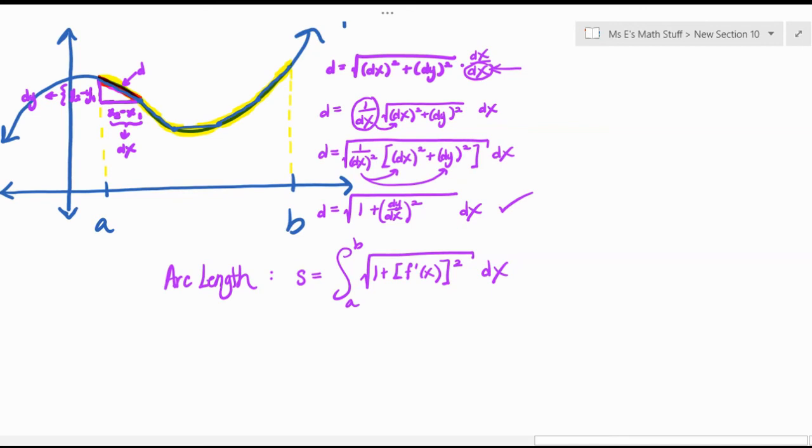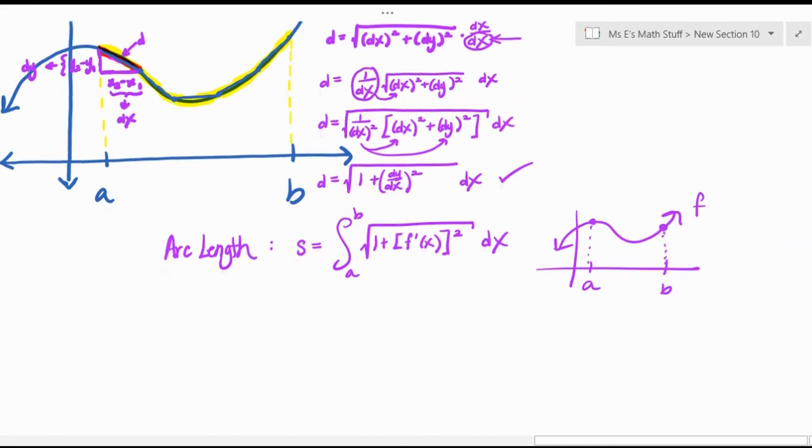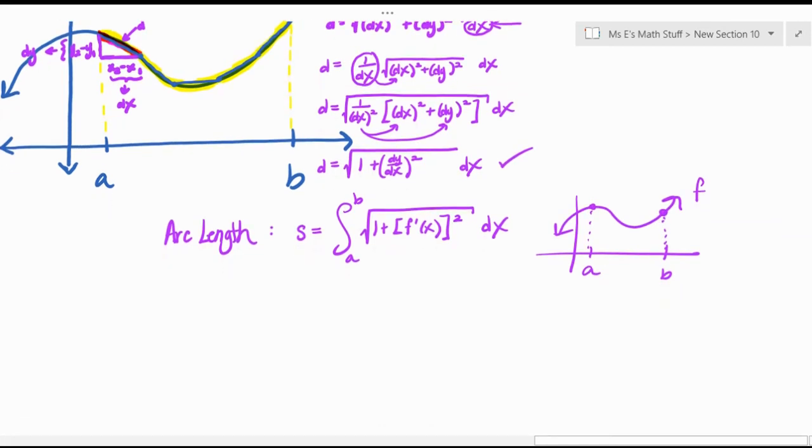Now, this formula is for finding the arc length of a given function f on the interval from A to B. And it's great as long as you're given something that is a function of x. So I want you to think about what you are going to do if you're given something that is not a function of x, as in it doesn't pass the vertical line test. So it's not a function of x, but it is a function of y.